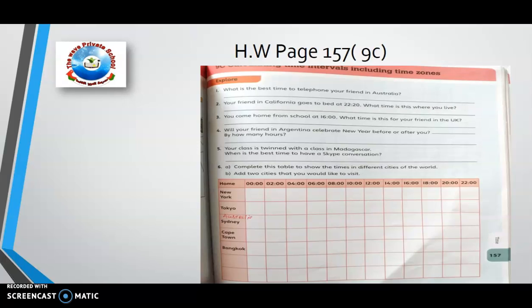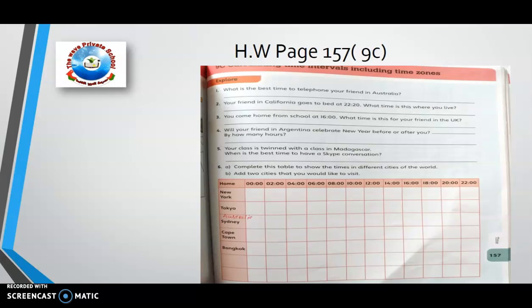Then you have to find the difference between Oman and Australia, and then tell me which time is best for you. You also have to do this question. This is the home timing. In Oman, the time is on this line. If in Oman it's 00, it means 12 o'clock, midnight, okay? Because it's 24-hour format, 00 means it's midnight, 12 o'clock.